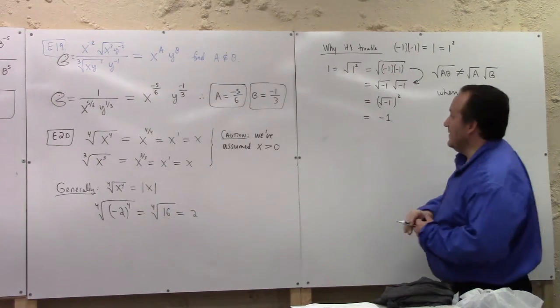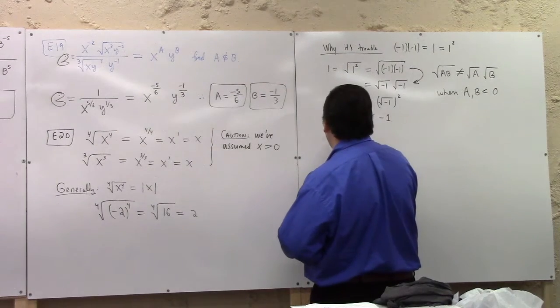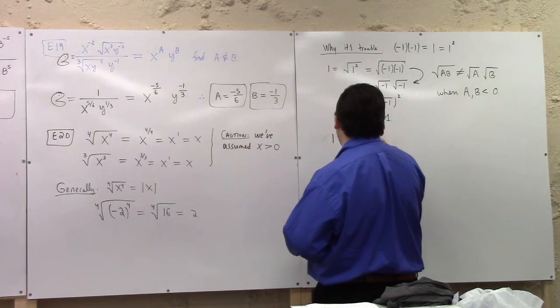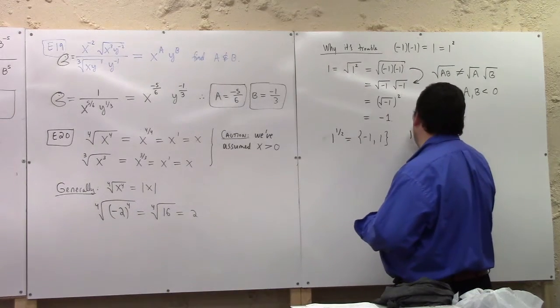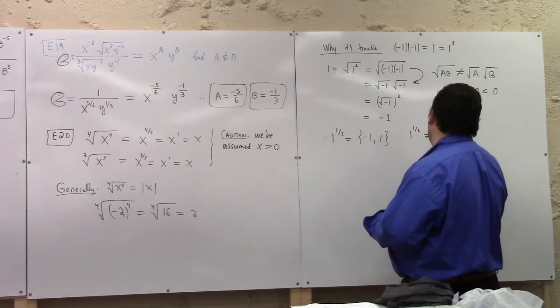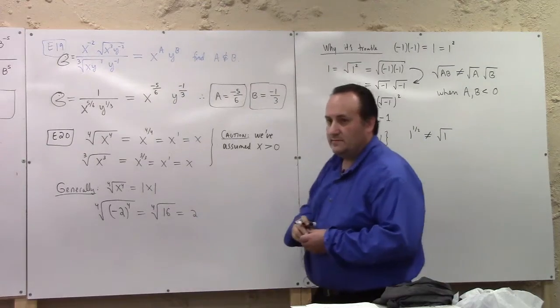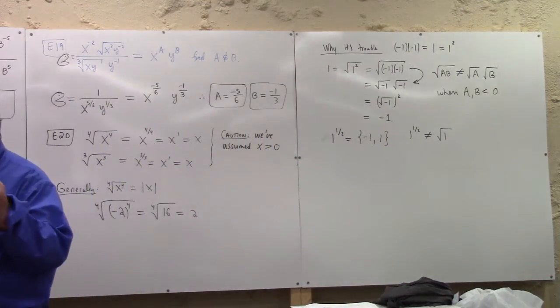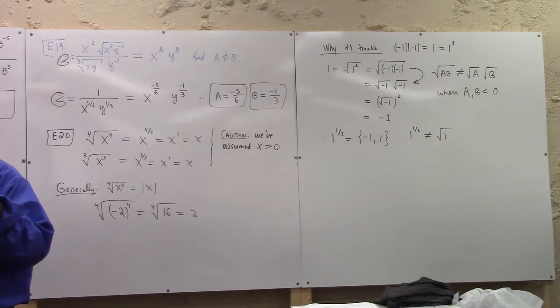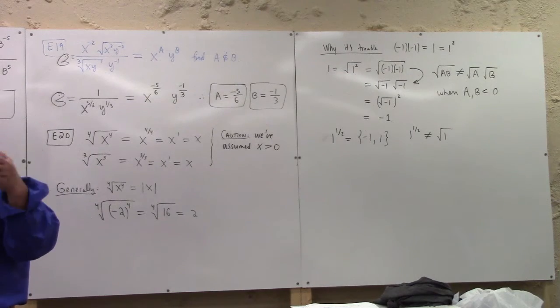The way this is actually addressed is the following. 1 to the 1/2 power is actually equal to -1 and 1. And 1 to the 1/2 is not equal to the square root of 1. When you deal with higher mathematics, we make a distinction between the 1/2 power and the square root. So the 1/2 power has all possible square roots.